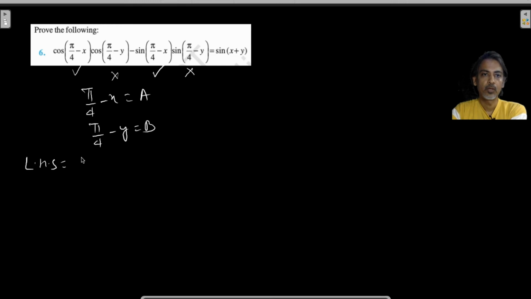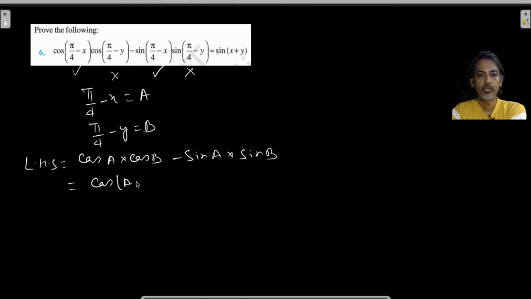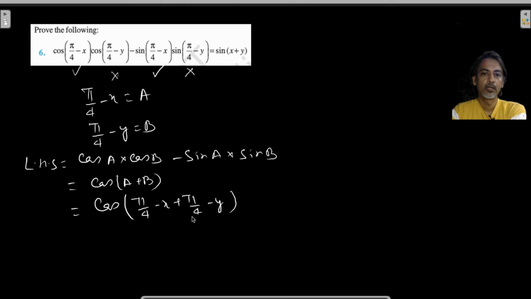LHS will become cos a into cos b minus sin a into sin b, and we know that this is a formula of cos a plus b, so we can just write cos a plus b. Now put back the values again. So what will happen here is, we can put pi by 4 minus x plus pi by 4 minus y. Alright, so why did we do that?